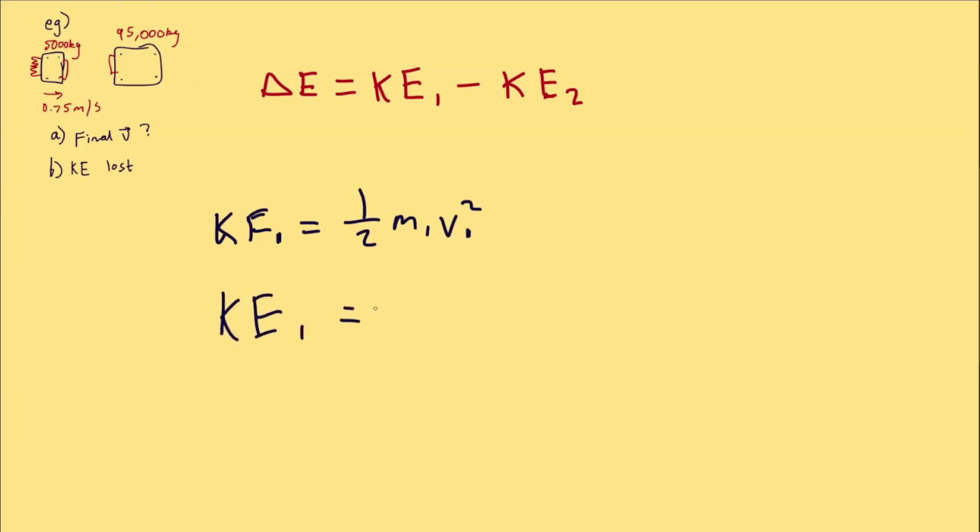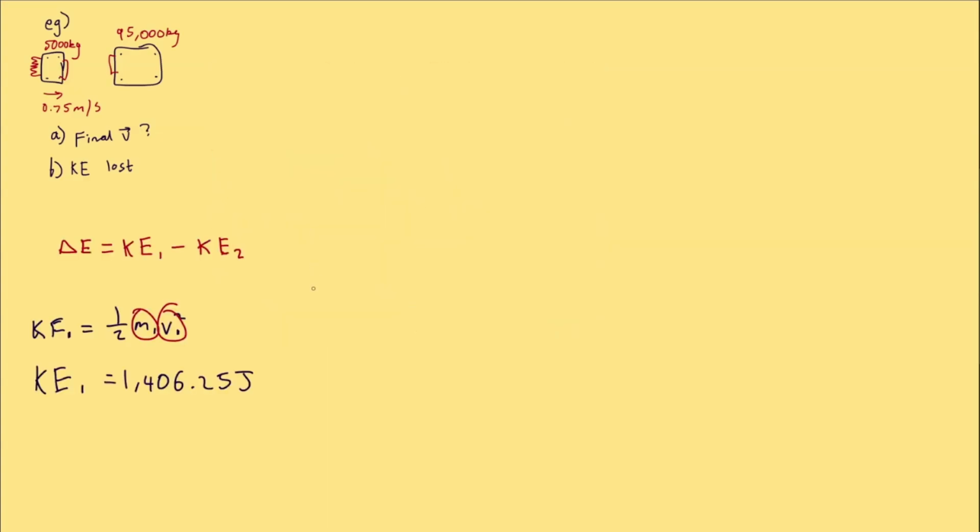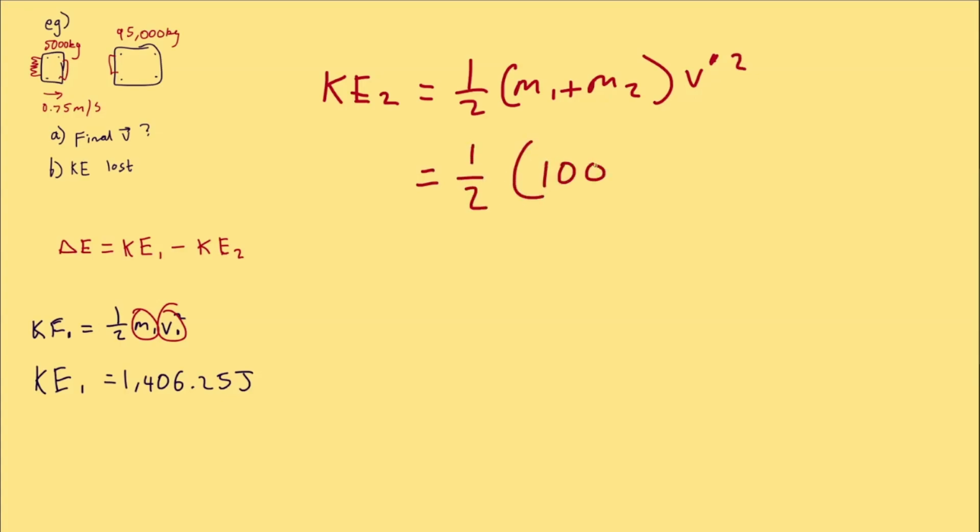Kinetic energy 1 is equal to 1,406.25 joules after plugging in our values. Okay, cool. Now we need our second kinetic energy after the docking. So kinetic energy 2 is equal to 1/2 combined mass times the velocity afterwards squared. This is 1/2 times 100,000 kilos multiplied by the value we found in question A, the final velocity, squared.